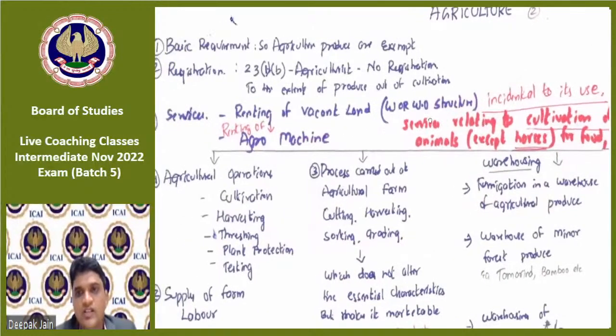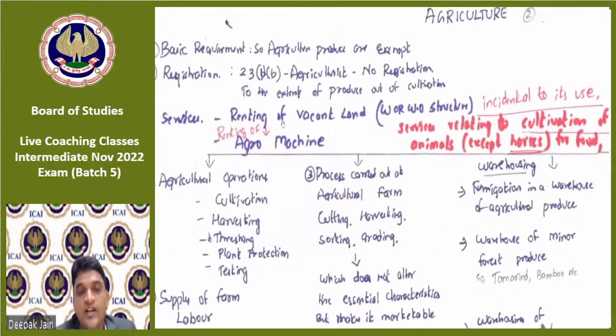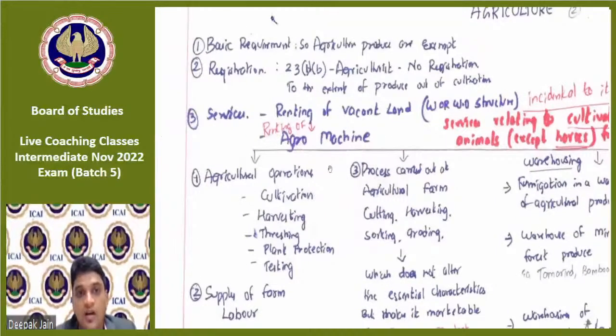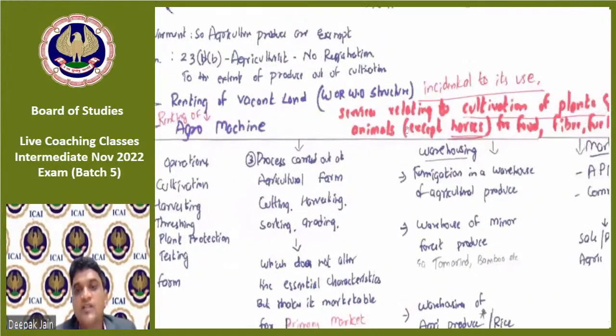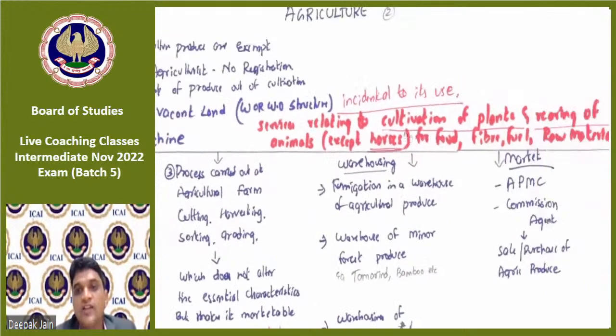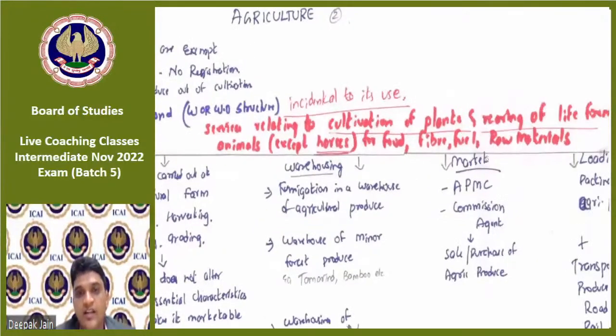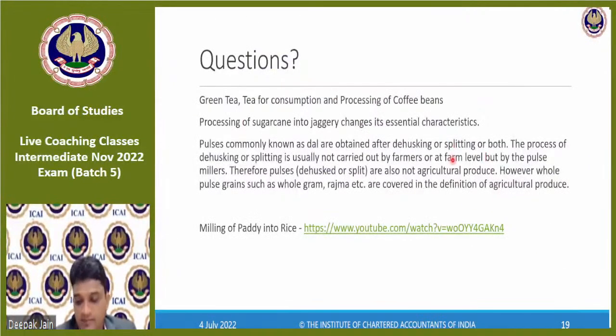Okay, with or without structure incidental to its use. Renting of vacant land with or without structure incidental to its use, or renting of agro machinery. ठीक है, ये तीन हो गए. अभी services relating to cultivation of plants or rearing of life form of animals.